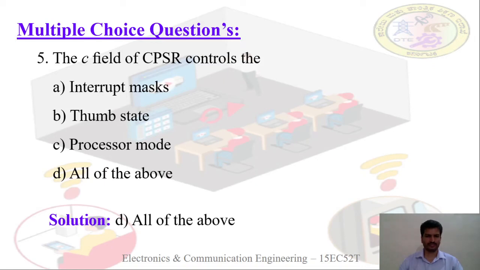See the control field. CPSR is a 32-bit register. The control field is the lower 8 bits, so 0 to 7. In 0 to 7 there are I, F, T: I and F are the interrupt mask bits, using which you can enable or disable the interrupts. T means thumb state, to select ARM state or thumb state, and the remaining 5 bits are used to select the different processor modes. So using the control field you can control the interrupt mask, enable or disable, you can change between ARM state and thumb state, or you can select the processor mode. So all of the above is the right answer.